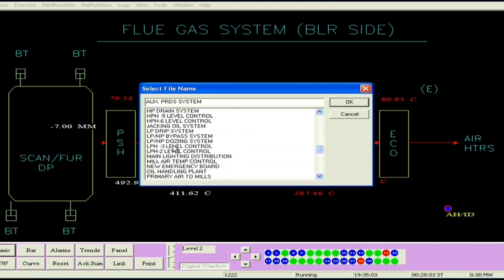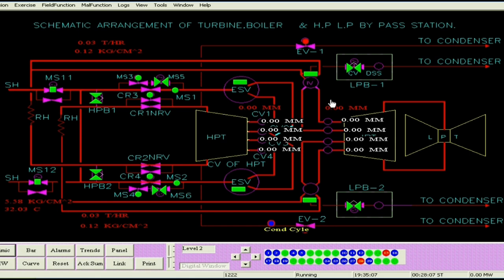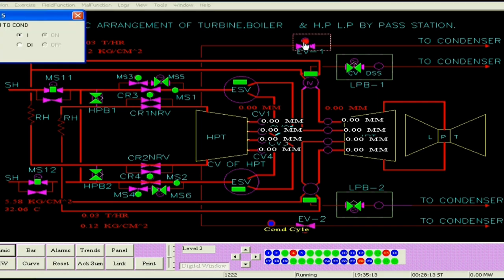Now this is the HP-LP bypass system diagram. Here you see MS11 and 12 are closed. The evacuation valves are there, EV1 and EV2. They are closed on interlock, so we de-interlock and then close. They are open on interlock, so we make it de-interlock, close them and put them on interlock, so that if the tripping command of the turbine is there, then they will open automatically.